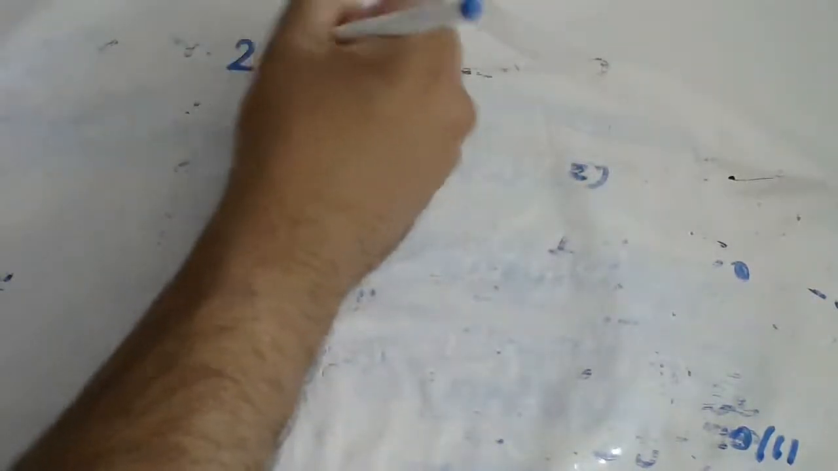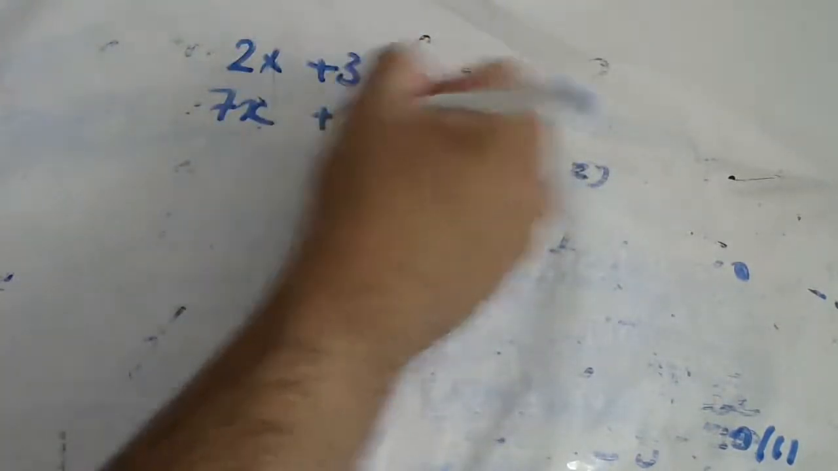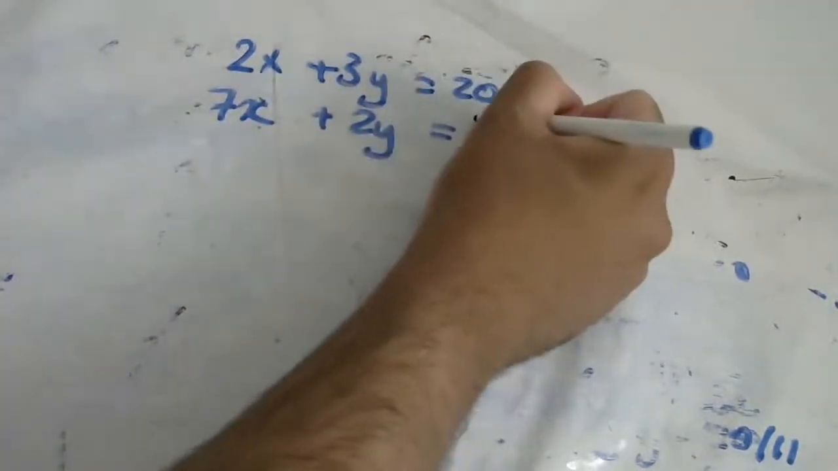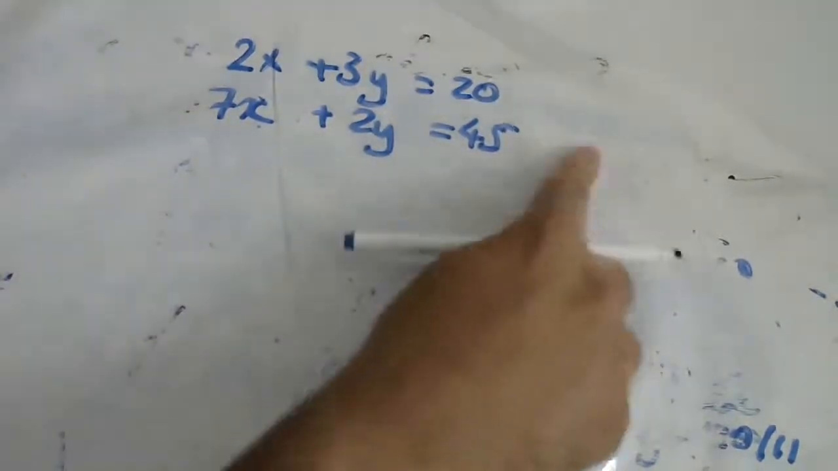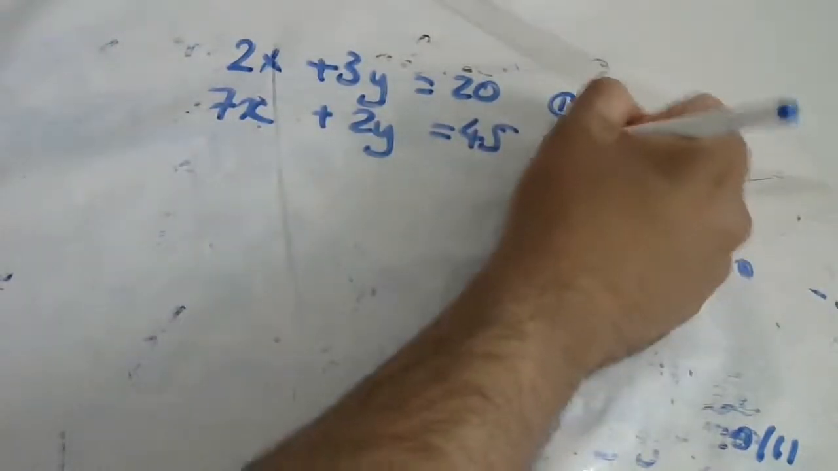Okay, so we're going to do a similar type of question, and we're going to do it step by step together. Here we have 2x plus 3y equals 20, and here we've got 7x plus 2y equals 45. First of all, this is equation 1 and this is equation 2.